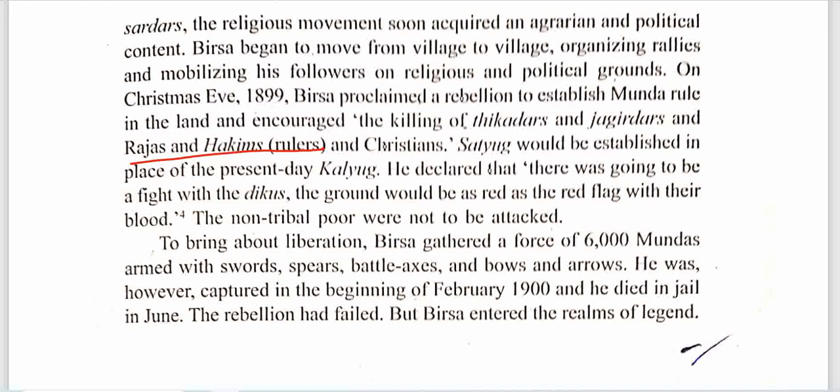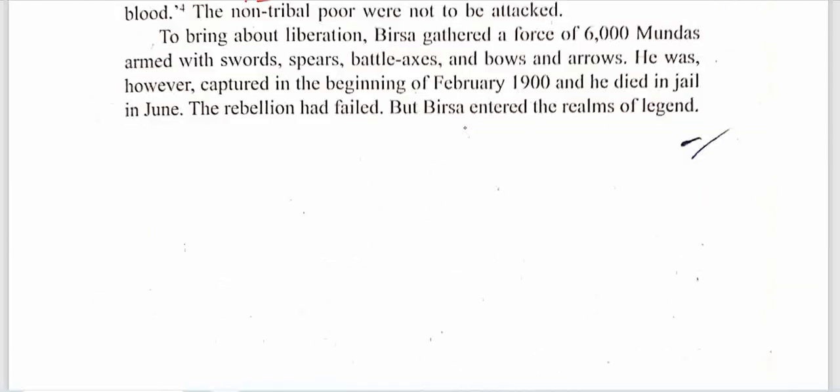He declared that there was going to be a fight against the Dikhus, and the ground would be red as the red flag with their blood. To bring about liberation, Birsa gathered a force of 6,000 Mundas, armed with swords, spears, battle axes, bows and arrows. He was, however, captured at the beginning of February 1900 and died in jail in June. The rebellion had failed, but Birsa entered the realms of legend. Okay, so this is the end.